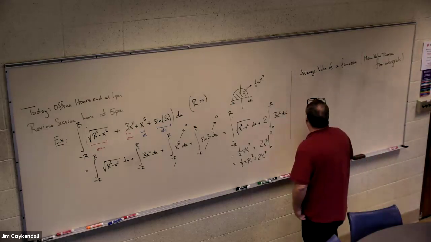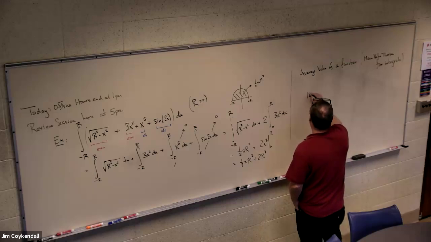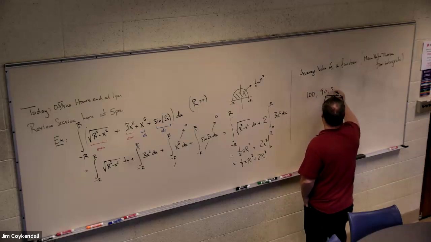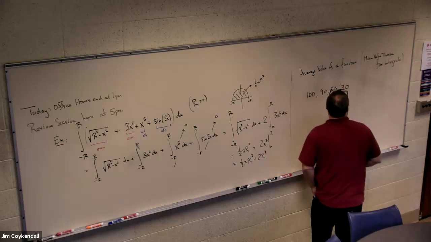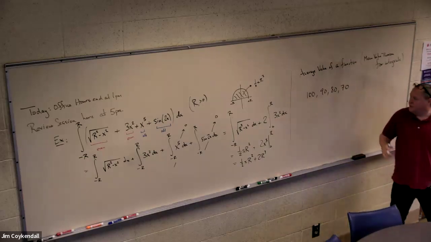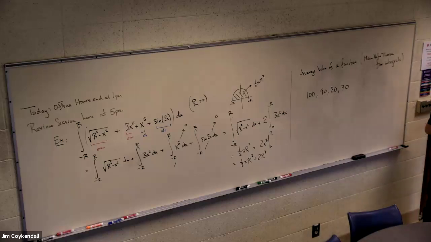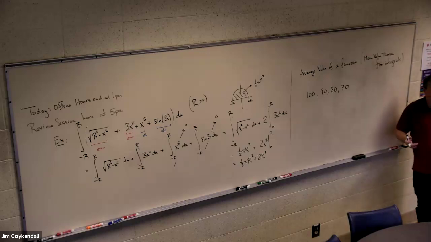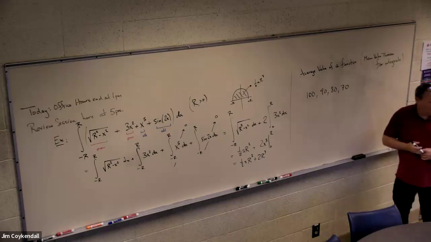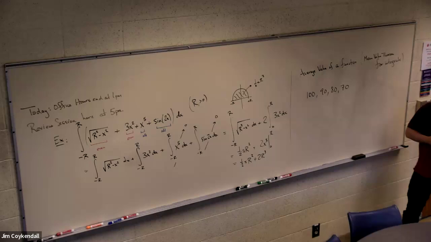Okay, so let me ask you a question. Suppose that you made these four test scores. They're all weighted equally. What is your test average? So you made 100 on one exam, 90 and 80 and 70. What's your average? So good, that's good. But how did you do that?